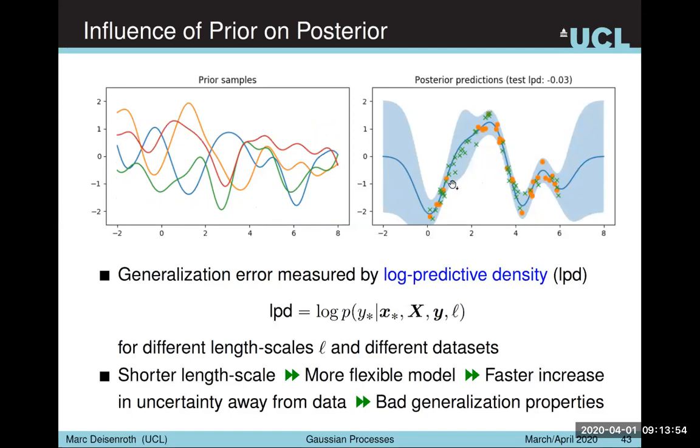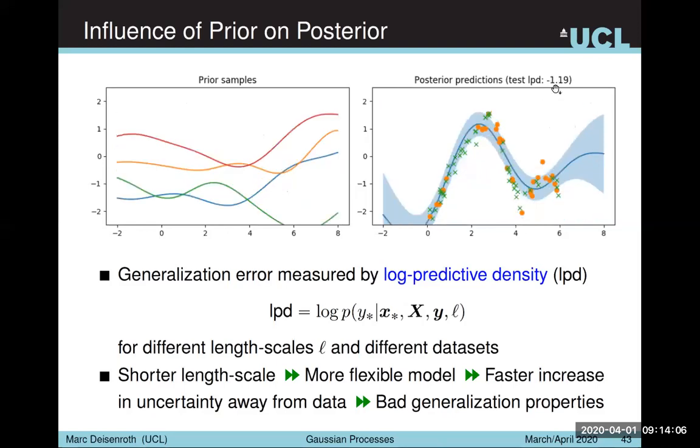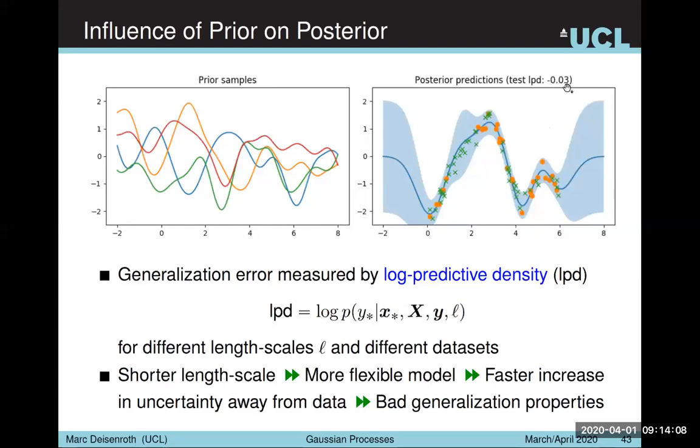So that's a relatively good model given the training set, or given the data set that we have, and the log predictive density also indicates this. So we came from minus 1.1 to minus 0.03. So this is a much better value compared to the other one.